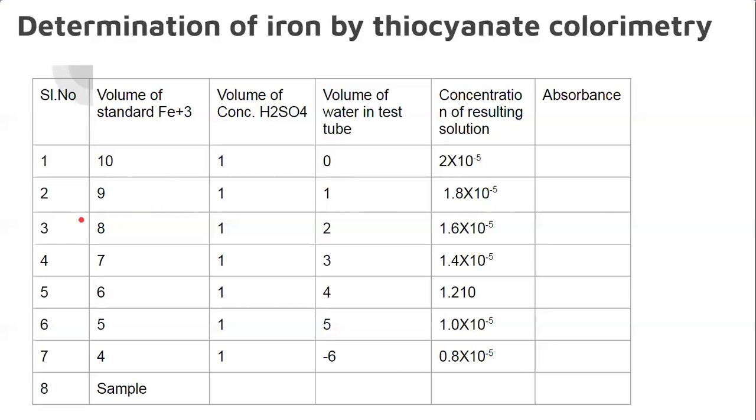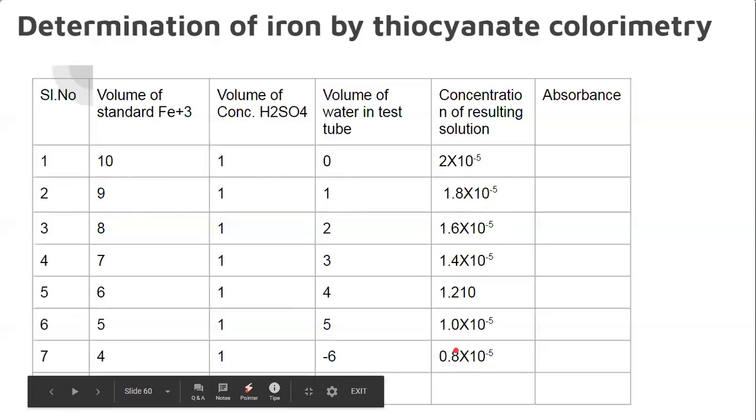And next take another, third boiling tube. That one is labeled as 3, and in that take 8 ml of 2 into 10 to the power of minus 5 concentrated solution, and to that add 2 ml of distilled water. So thereby we can get this one. By following this method we can prepare this much concentrated solution. If you want to prepare further, you can continue this process.